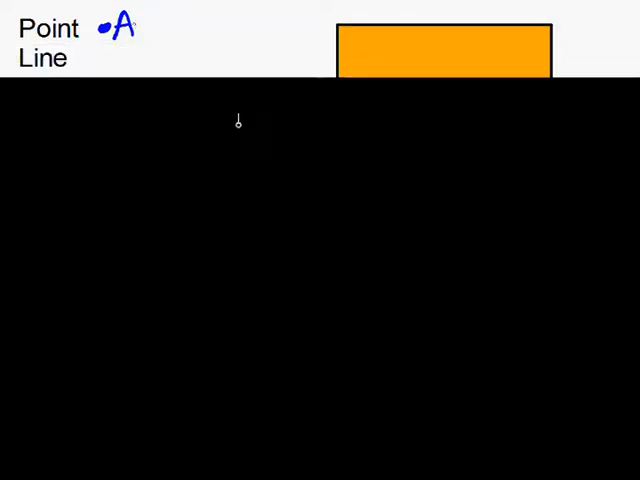Okay, let's do a quick review of all this stuff. Let's start off with points. We're going to kick it with all the vocab. A point is any point in space. Let's say point A is a location. It's like a dot.